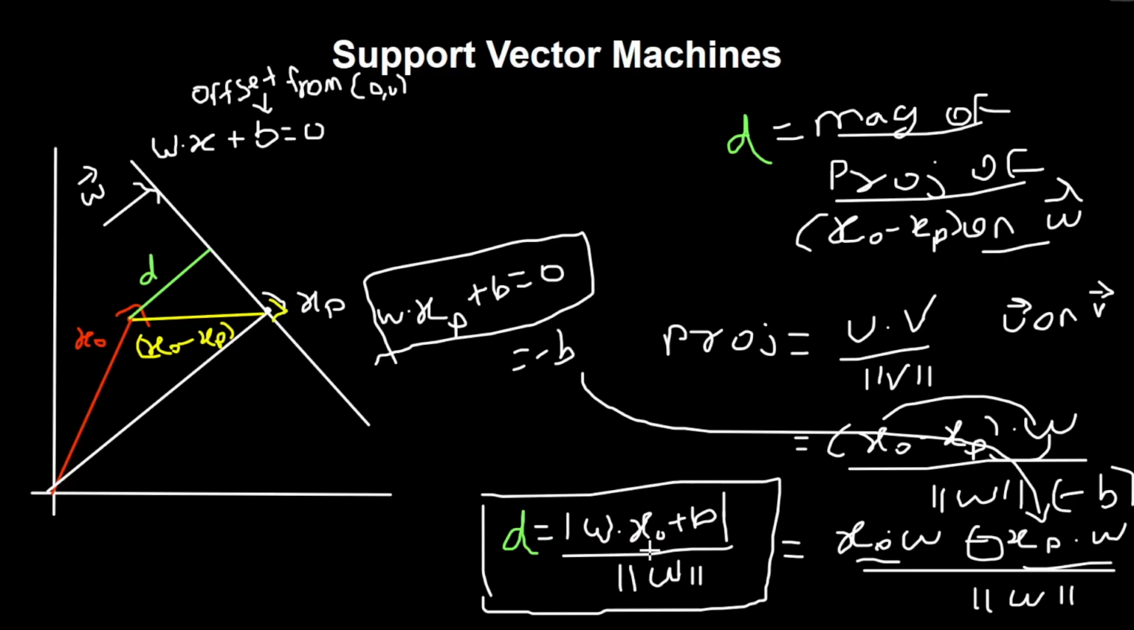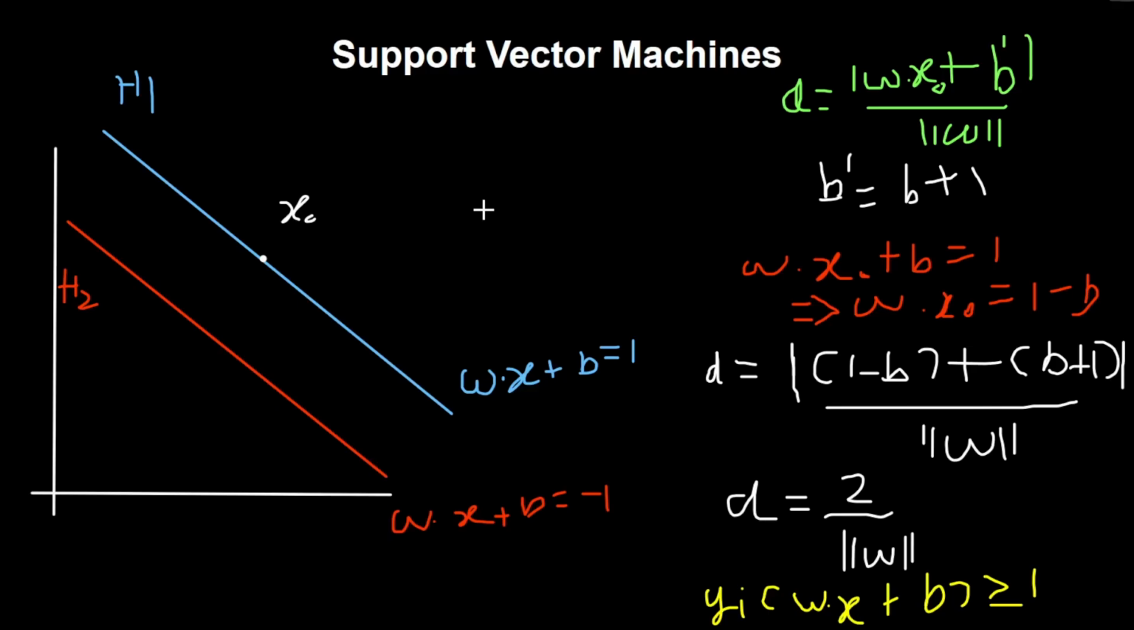So why do we do this? Because we need to represent everything in terms of this original hyperplane. So that's why we substitute that here. Using that, we get the distance formula from a point to the hyperplane. Using this, we can find the margin, which we're going to see next.